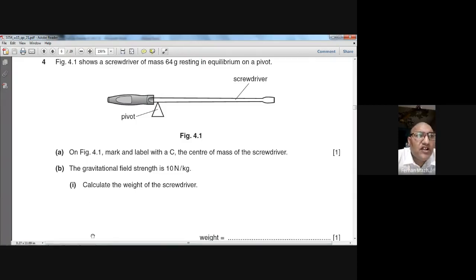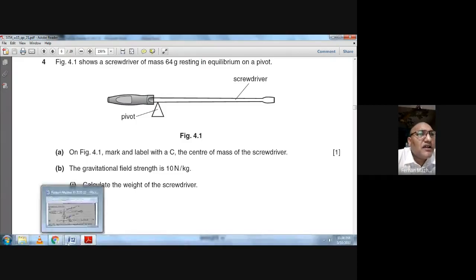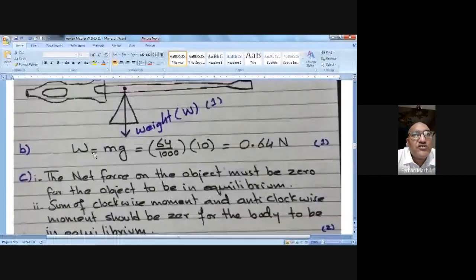I have done this work also. Let me show you my work. Here in the B part, you can see W equals mg equals, here I am converting, I divided 64 by 1000. The reason is I want to convert grams into kg. And I multiply it with the g value, which is 10 meter per second square, or you can say 10 Newton per kg. And the answer is 0.64 Newton. It's a 1 mark numerical. Very easy, very famous question. I hope you have understood.